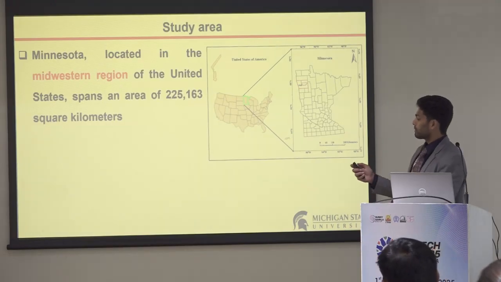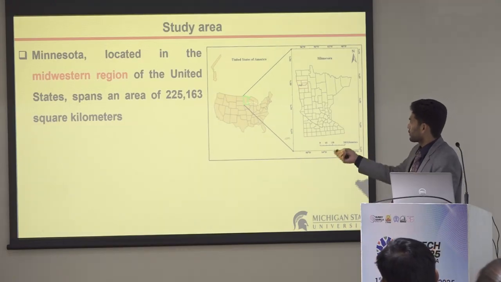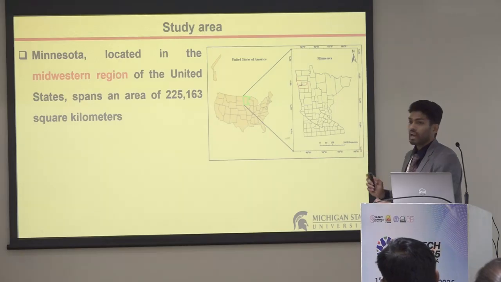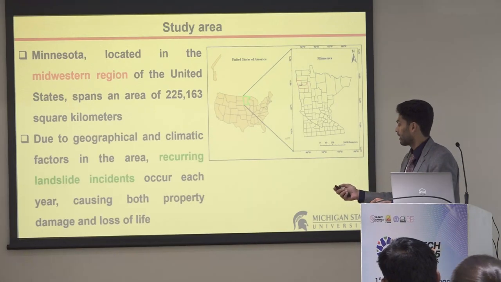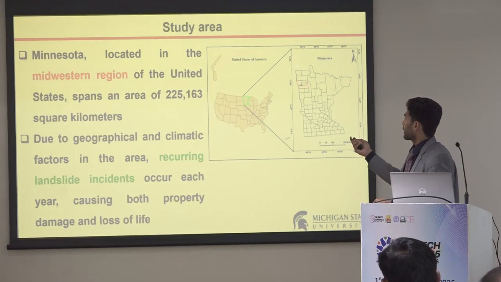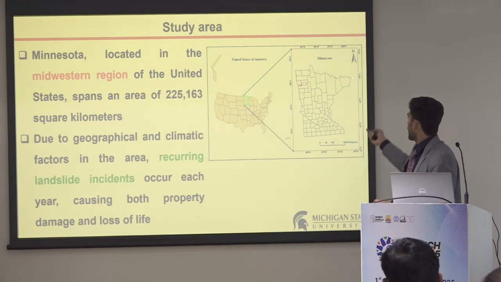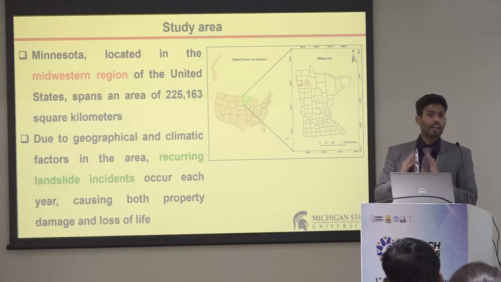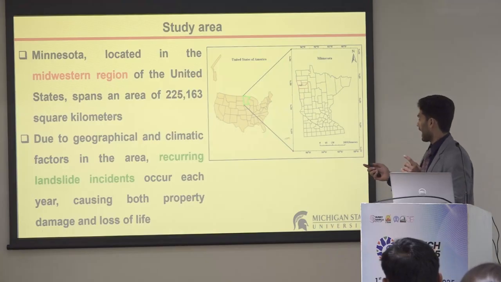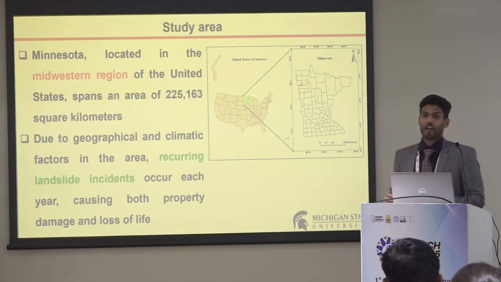So this is the Minnesota map here. This is the US map and this is the Minnesota map. And Minnesota has a wide variety of geography as well as climate. Geographically, there are a lot of high PI clayey soils in this region, and here some rocks and different types of soils. So with a wide variety of soils, it has potential for landslides, and also climatic factors.